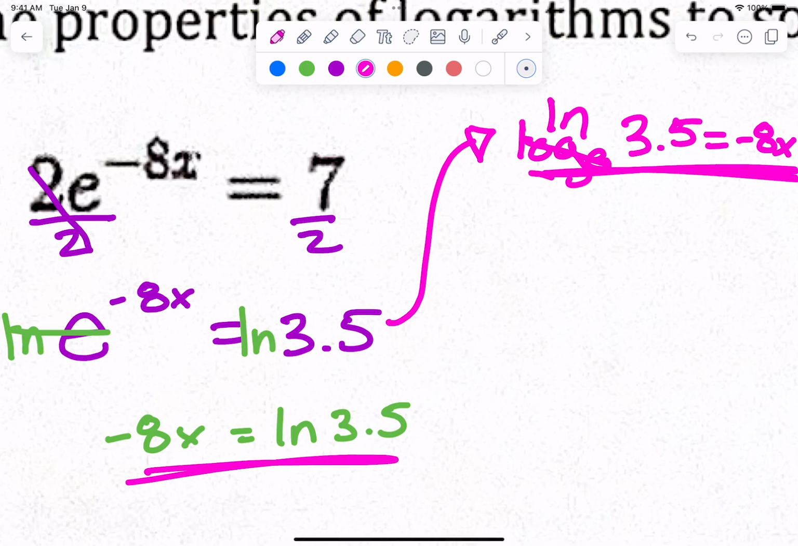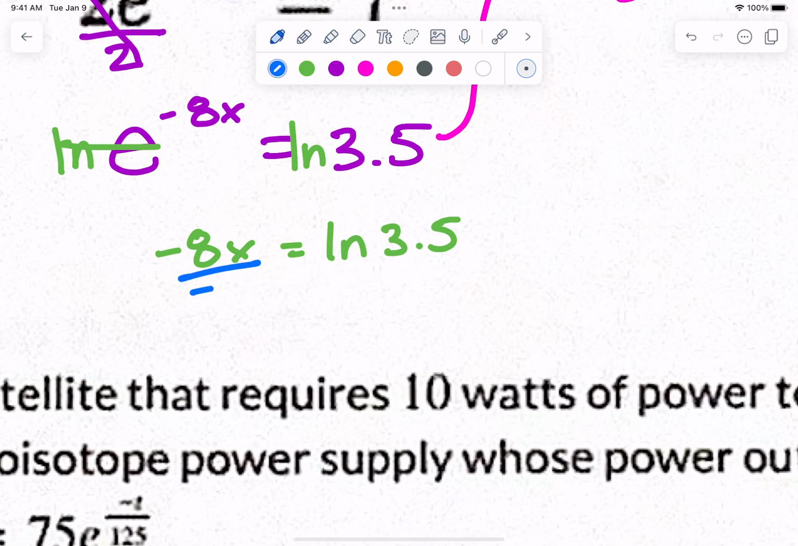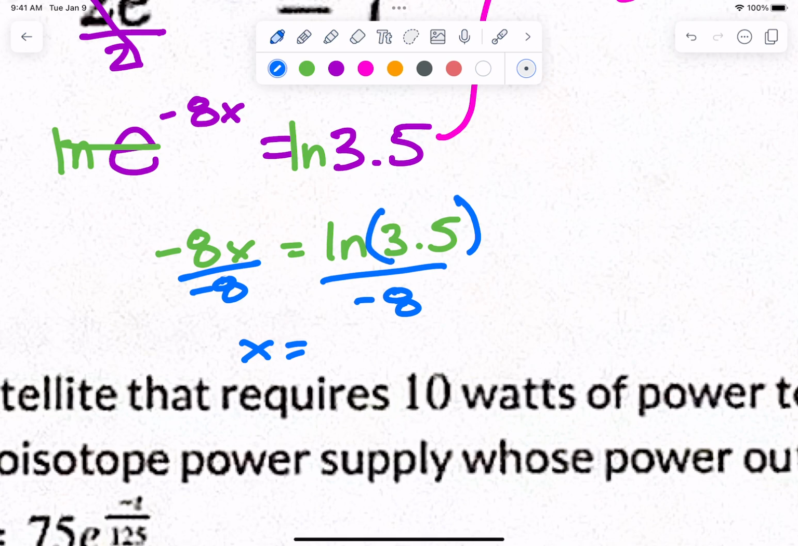Does that make sense? Yeah. So you can either think about switching him to the other form, or you can just put an ln in front of both sides and you're going to end up with the same answer, right? And that's why that works. Okay, so last thing I'm going to do is divide by negative 8. All right, make sure you close the parentheses after your 3.5 and then divide by negative 8. So x equals ln 3.5 divided by negative 8.